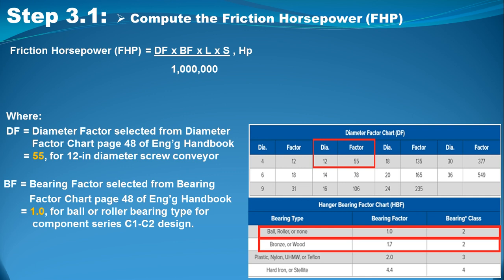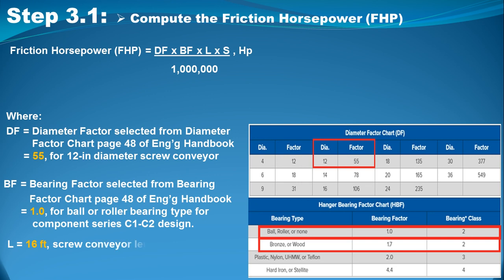So for this design, we got a bearing factor of 1. As we consider, the bearing to be used in this design is component series C1 to C2. So based on the bearing class C2 or C1, it can be feasible. So we'll consider a ball roller type of bearing. So the bearing factor is 1, as you can see on the table.